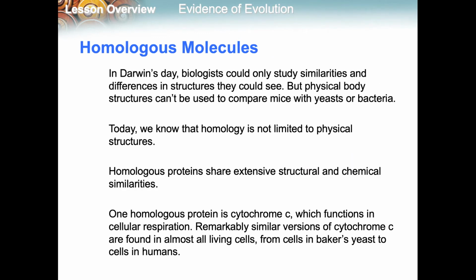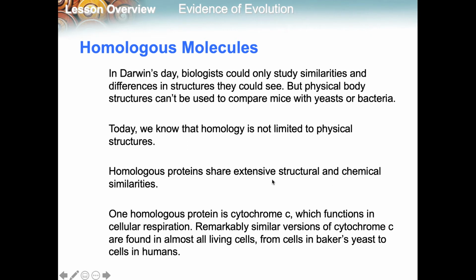So in Darwin's day, obviously they could not see DNA and they didn't have the equipment necessary to look at DNA to compare, but they looked at the physical bodies of structures. But the physical bodies wouldn't be able to compare a mouse to yeast or bacteria. So now we know it's not only limited to the physical structures and by what we can see, but it's also part of the molecular structure.